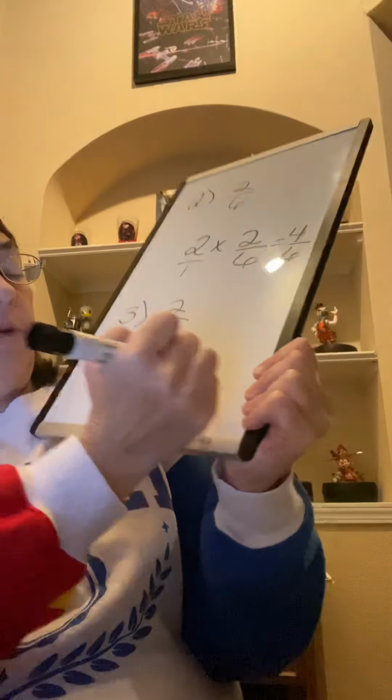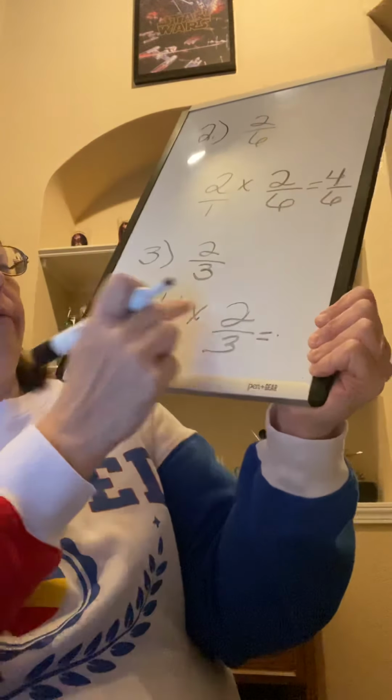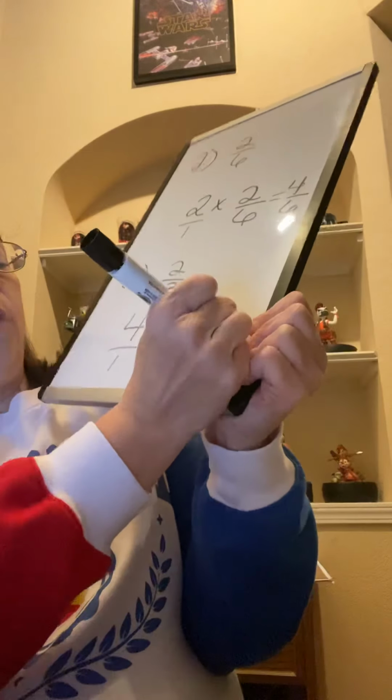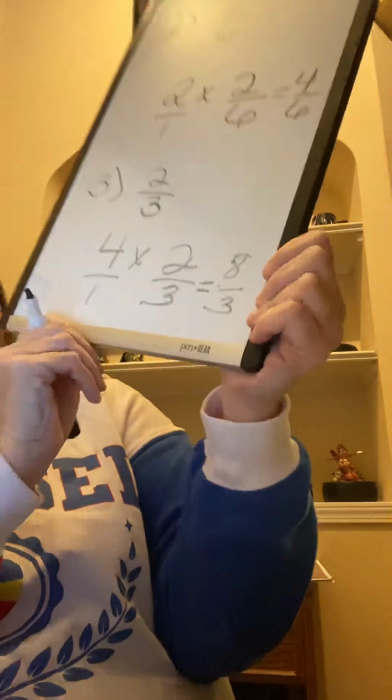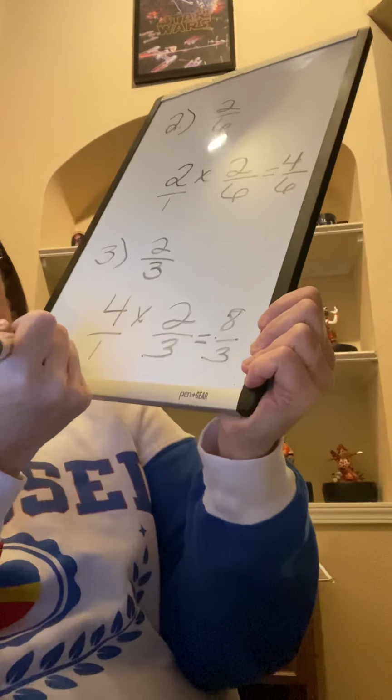Okay, put my 4 over 1 and I multiply. 4 times 2 is 8. 1 times 3 is 3. So I get 8 over 3. Now, my bottom number is smaller than my top number, so I have to change it.